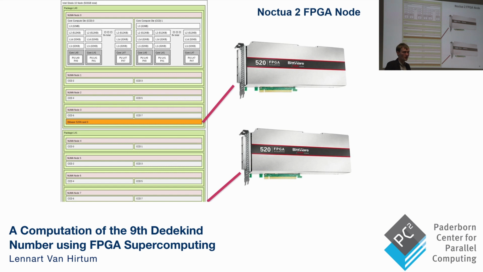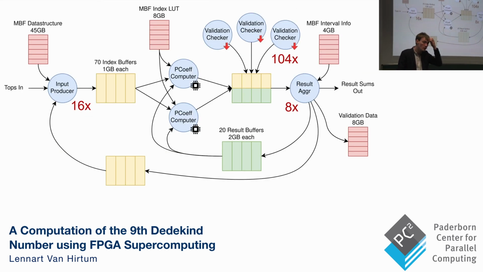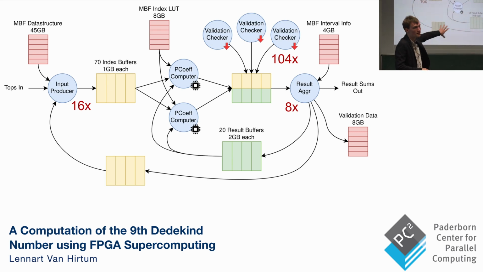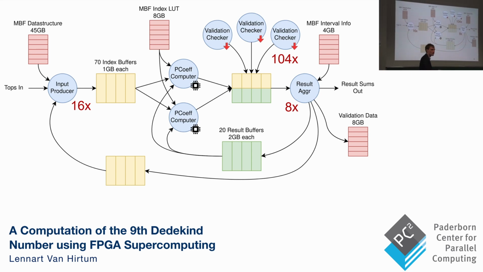For our supercomputer that we have, each of the nodes have 2 of these 520N Bittware FPGA cards, and also 2 really beefy CPUs here. So we want to put them to good use, and this is the threading diagram for our process. So we used 16 threads here to generate these big beta buffers.